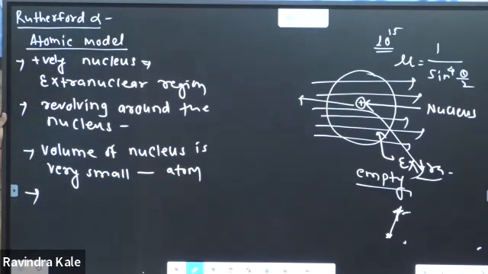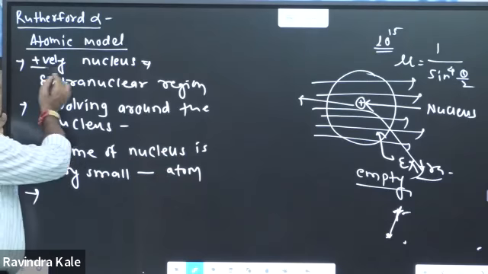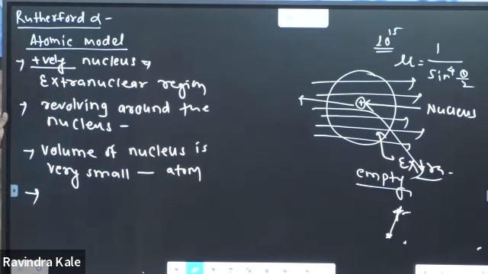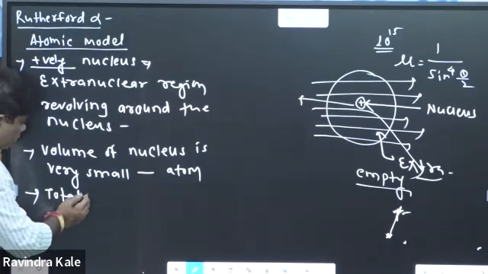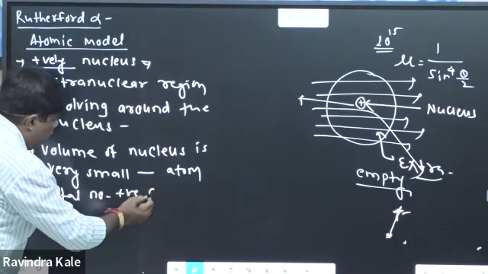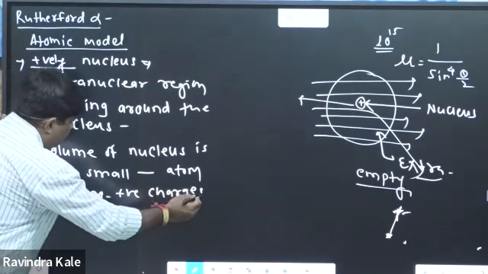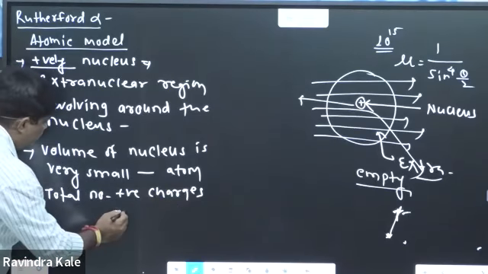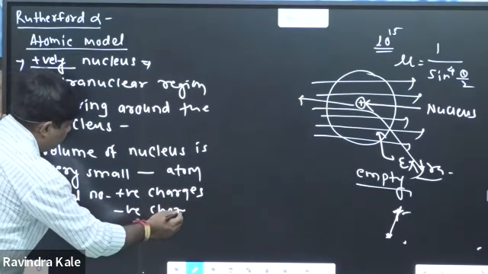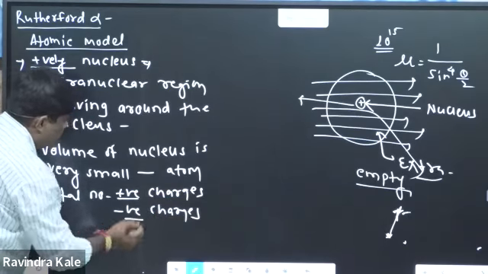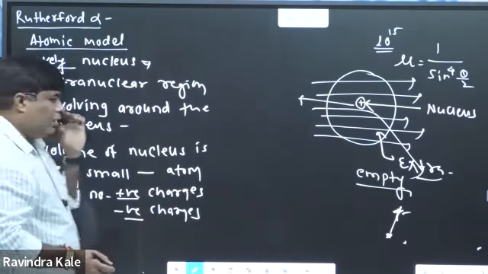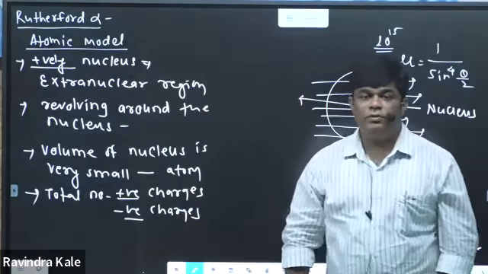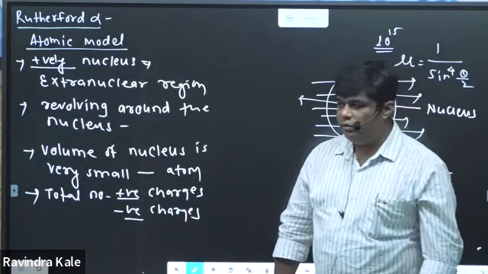Then according to the Rutherford atomic model, the nucleus carries a positive charge. So what is the charge? Positively charged nucleus. And according to this model, the total number of positive charges is equal to the total number of negative charges, and therefore the overall atom is electrically neutral.